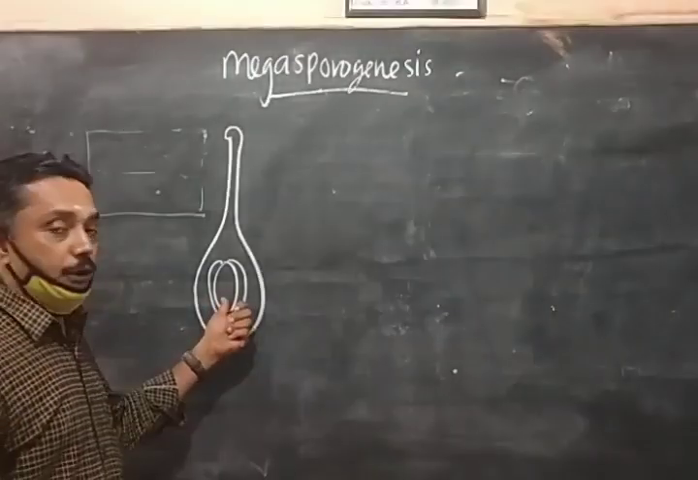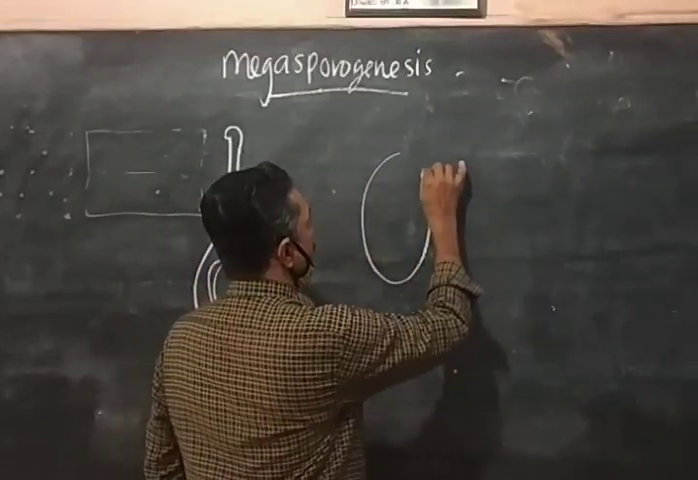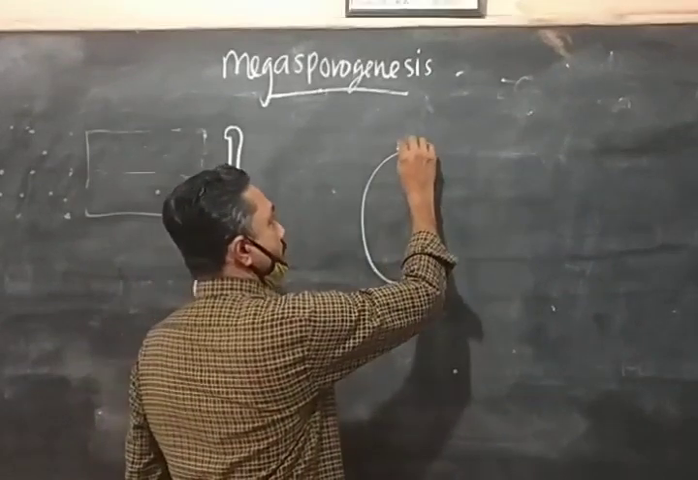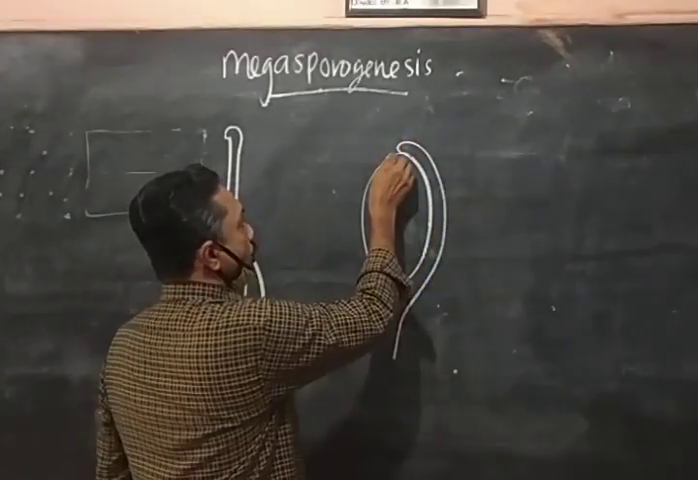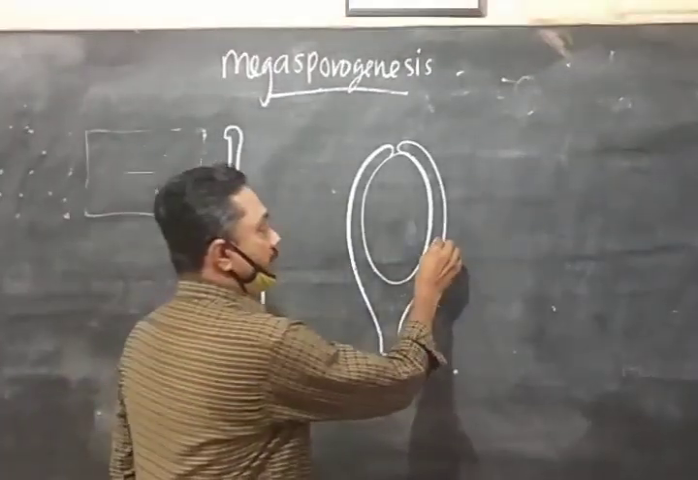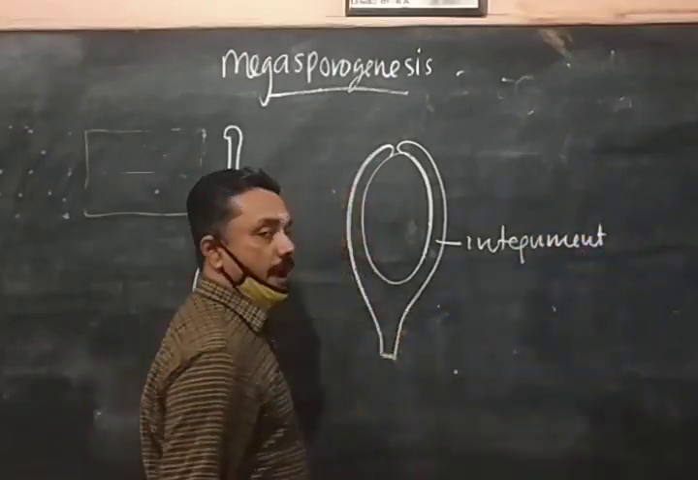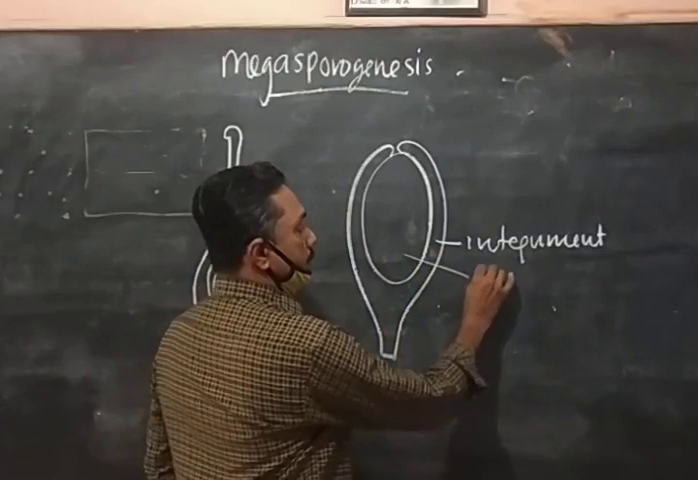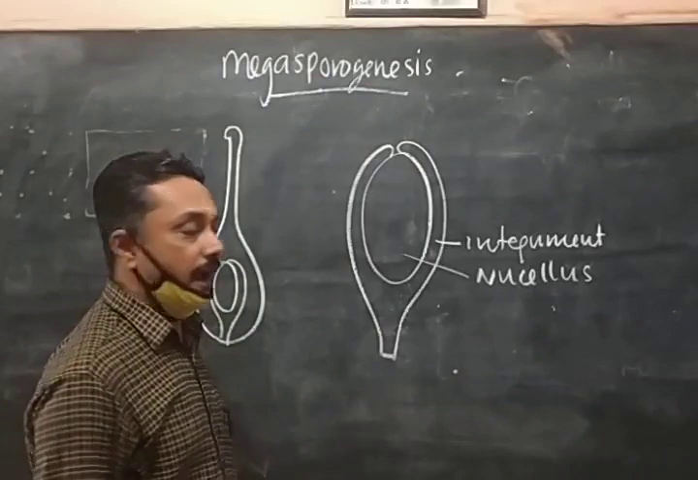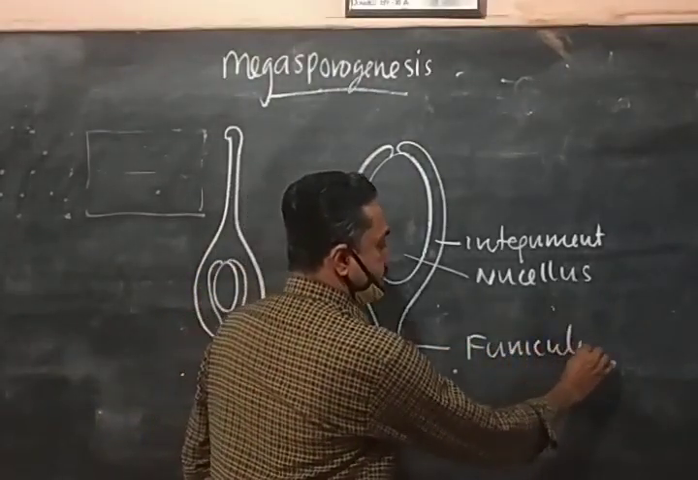And the development of the ovule we have seen in the last class. Each ovule has a mass of tissue called a nucellus, and the nucellus is covered by a one or two layered covering, and this covering is called integument. The parenchymatous tissue is called nucellus, and the stalk of the ovule is called funiculus.